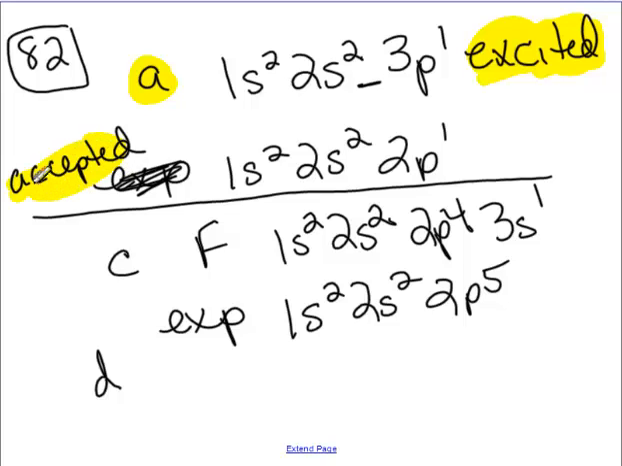This would be the accepted value, the accepted for 82. For C, we're dealing with fluorine. Here was the excited version. This is what they gave you in the problem. And again, it's excited because it didn't completely fill the 2p before moving on to 3s. This is the expected, and then D was also the other correct answer for that one as well. B was not correct, was not an excited state because it follows the Aufbau principle.